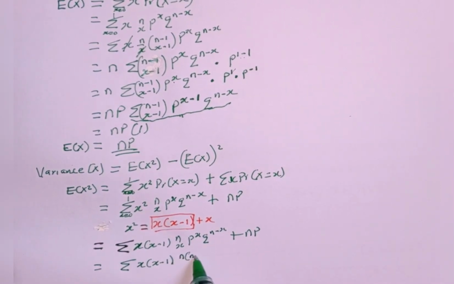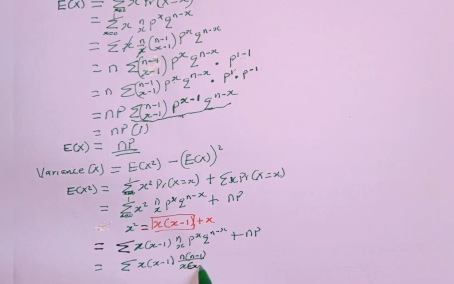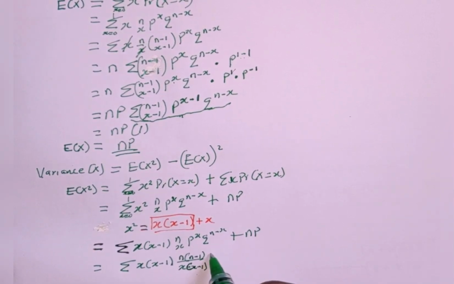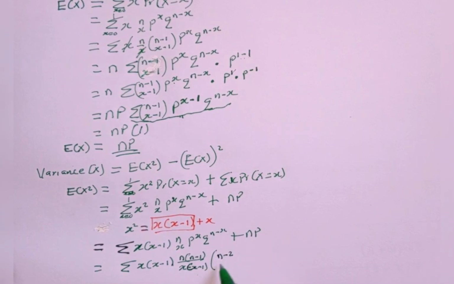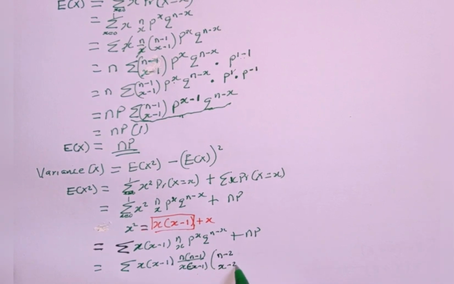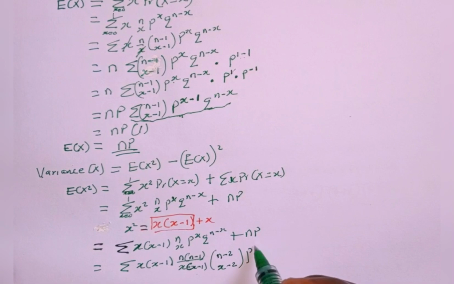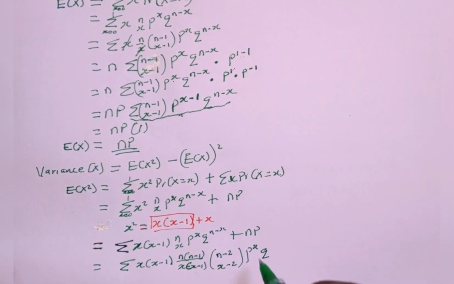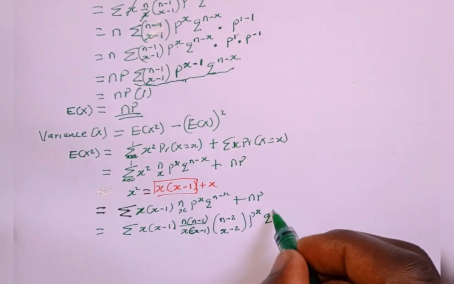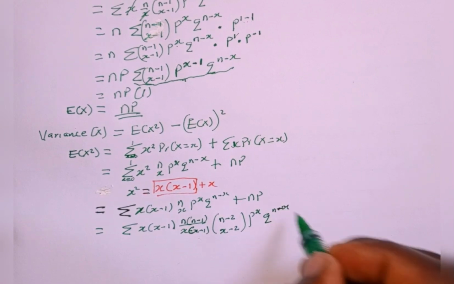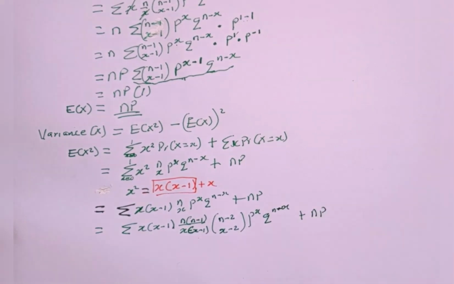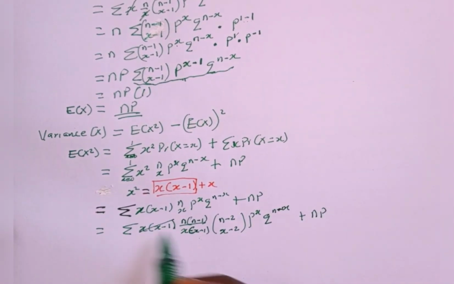N into what? N minus 1 over what? X into x minus 1. Then multiply by what? N minus 2 combination x minus 2. Then multiply by p to the power x, q raised to the power of what? N minus x, then plus np. So this will cancel this.